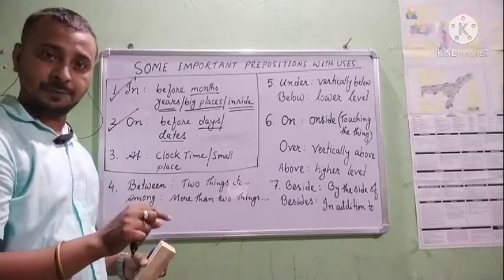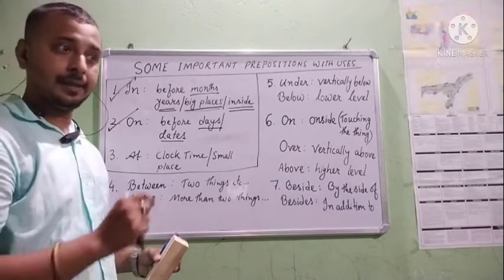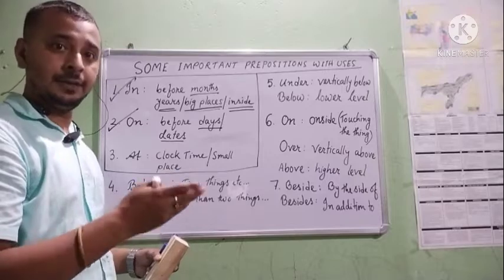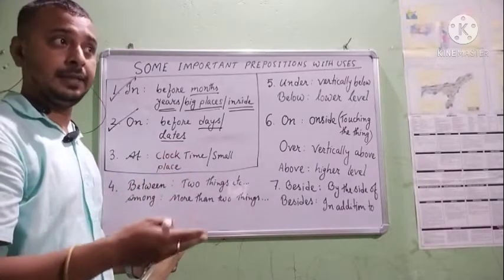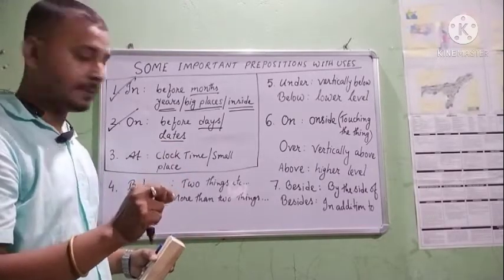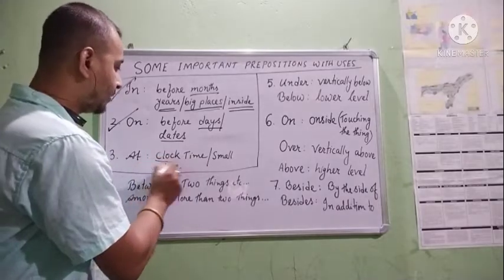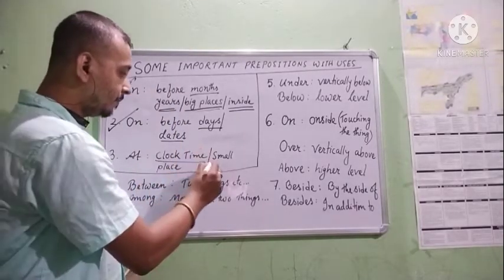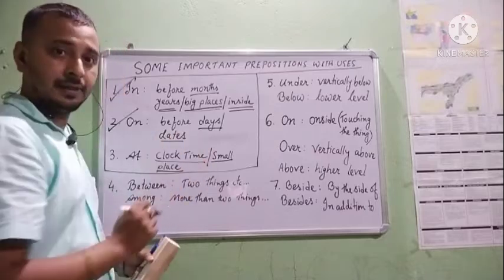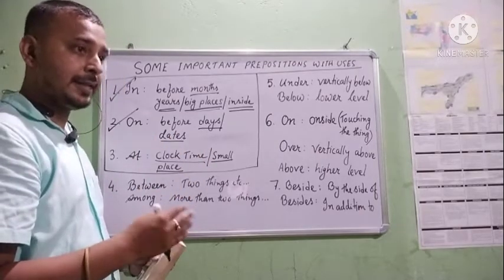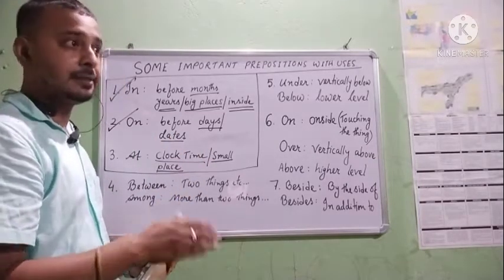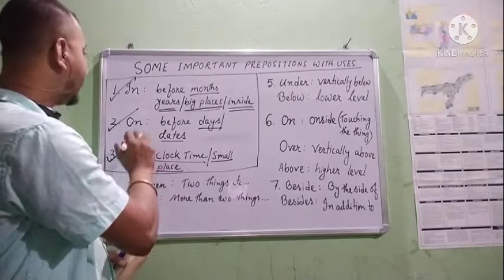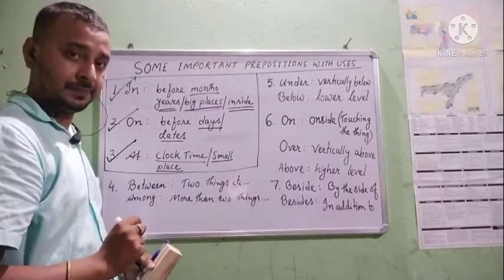Next, at. At generally comes before clock time, like at 7 p.m., at 8 p.m., or at 8 o'clock in the morning, at 9 o'clock in the morning. Clock time is related. There comes at. And as I already told you, at comes before small place names, like I stay at Bongaigaon, I stay at Dolaigaon, like that. Okay, so these three are basic.